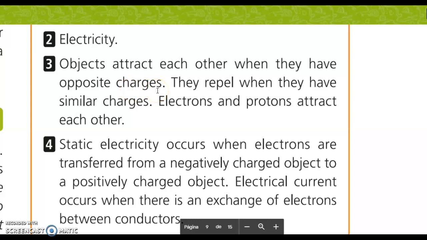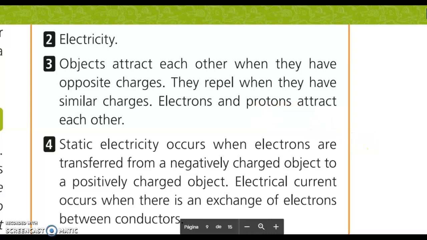Okay, so exercise number 3, you've got objects attract each other when they have opposite charges. Positive and negative attract each other. They repel when they have similar charges. Positive, positive, repel. Negative, negative, repel. So electrons and protons attract each other. Why? Because the charge of electrons is negative and the charge of protons is positive, as you know. Good.